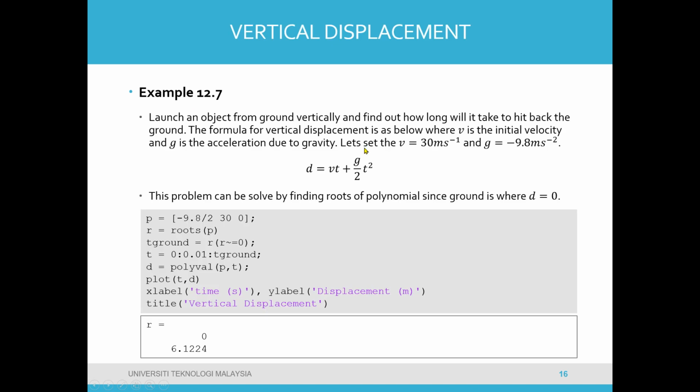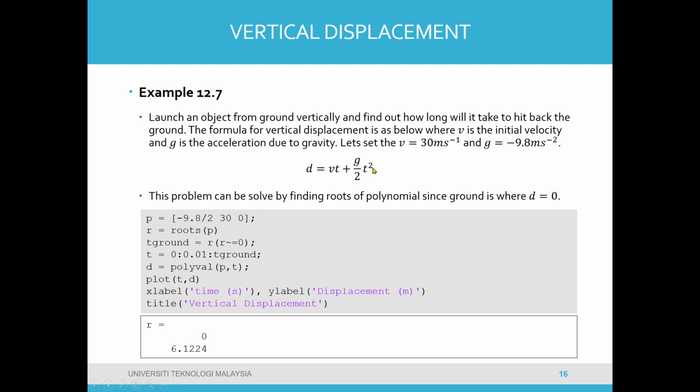Here I give you an example of how to use roots. You throw an object vertically and ask how long it takes to hit the ground again. No need to know too much about this, but look at the equation: d equals vt plus g divided by 2 times t squared. Here t is the polynomial variable, and v and g are constants that are already given. You have to write the polynomial as a MATLAB vector.